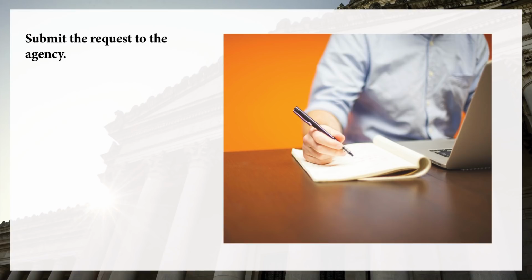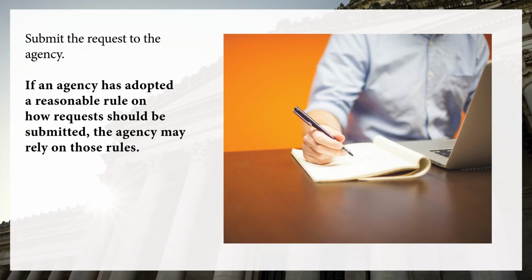A requester who chooses not to use an agency form must give the agency fair notice that he or she is submitting a request for public records. Agencies are required to honor requests received in person during an agency's normal office hours or by email. If an agency has adopted reasonable rules on how requests should be submitted, the agency may rely on those rules. The agency should be helpful to the requester in explaining how a request should be submitted and to whom.